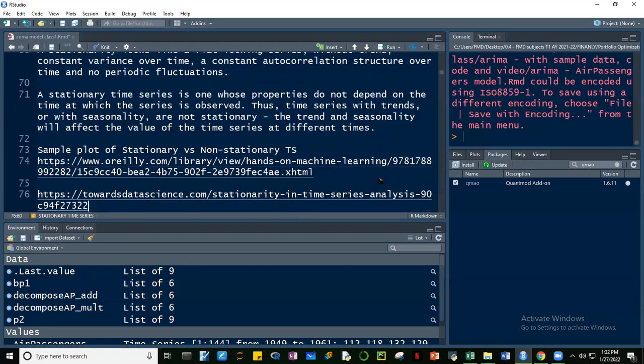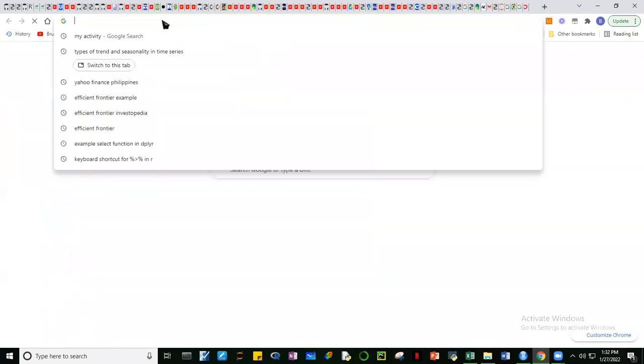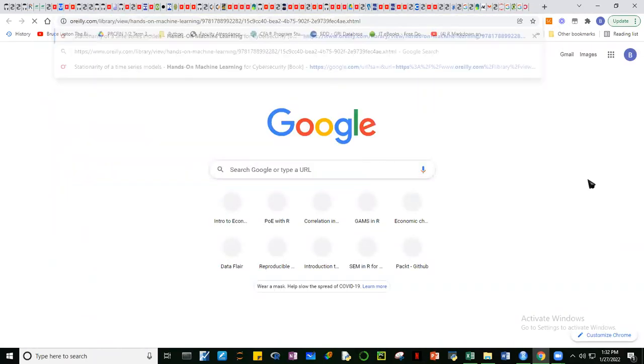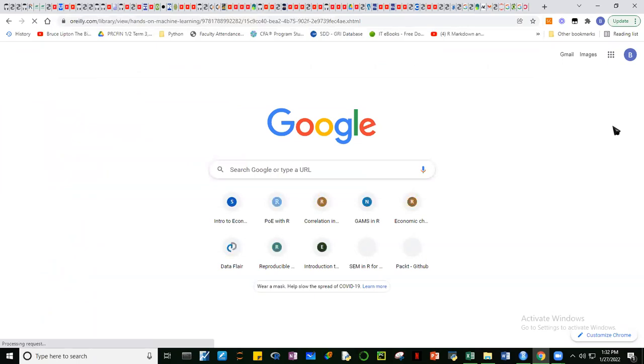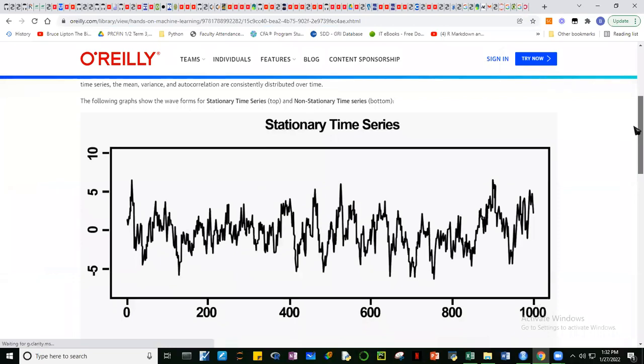Okay, let's take a look at some examples. Okay, pakibuksan nga ito guys para ma-illustrate lang natin. Kindly open that. Okay, nabuksan ko na yata yan. Just to illustrate to you an example of a... Okay. Tingnan ito guys. Take a look at this.